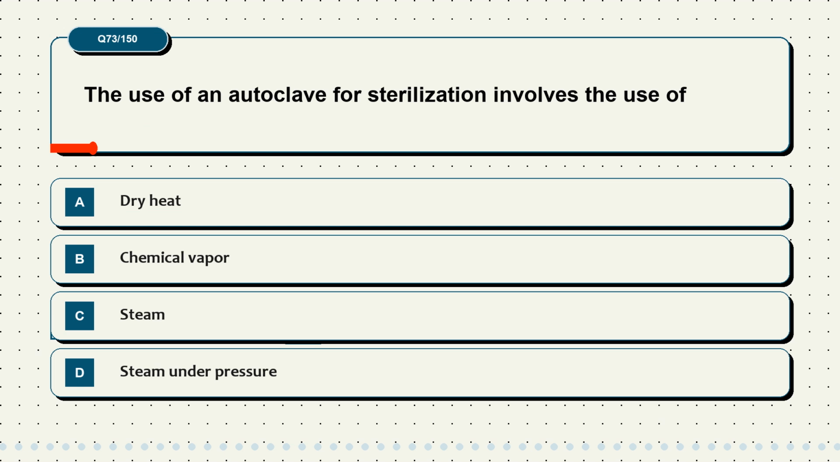Question 73. The use of an autoclave for sterilization involves the use of. Here are the options. Option A. Dry heat. Option B. Chemical vapor. Option C. Steam. Option D. Steam under pressure.